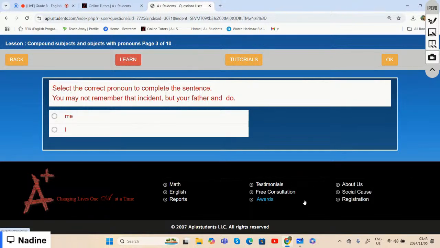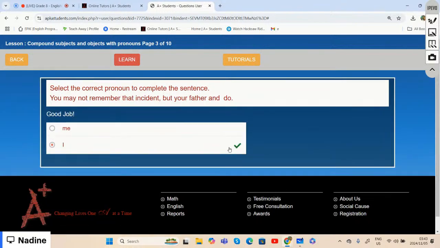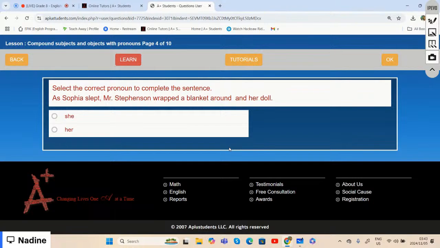And if we were to choose the correct option, your father and I do, meaning that your father and I remember what happened.